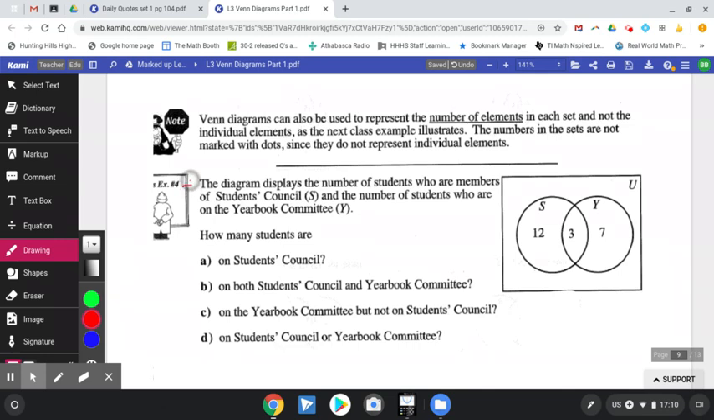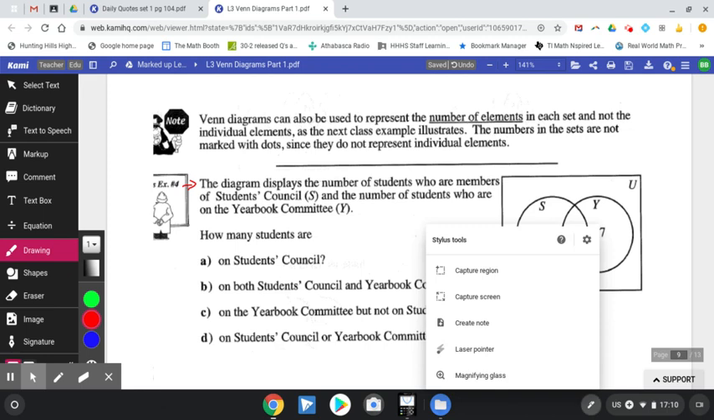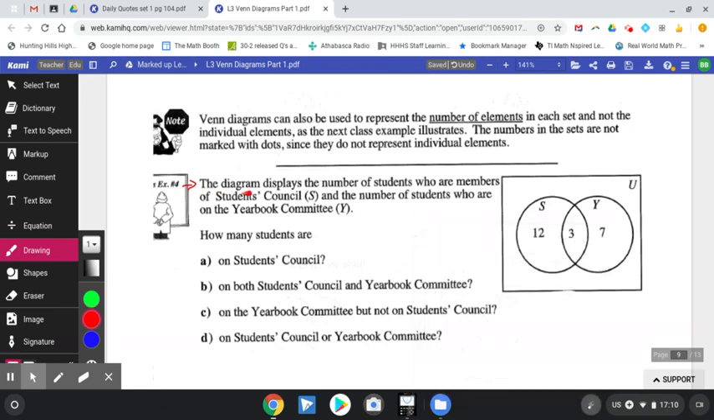So we'll start right here. The diagram displays the number of students who are members of student council. So student council, we're using an S. So here's the circle for student council. And the number of students who are on the yearbook committee, Y. So in this circle, we've got the students on the yearbook committee. All right, ready to answer some questions.